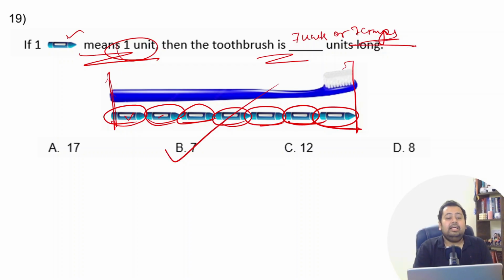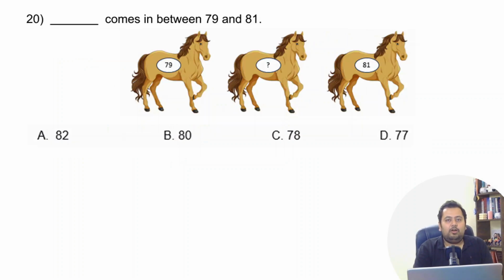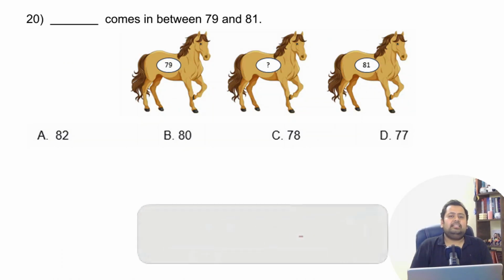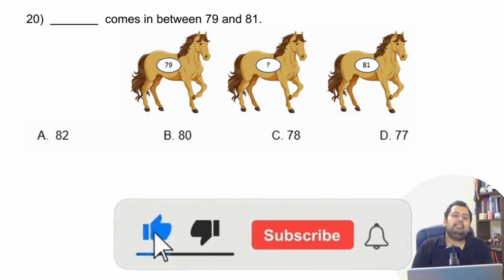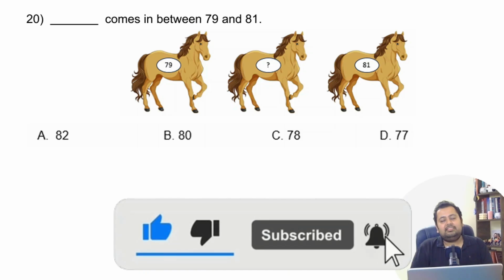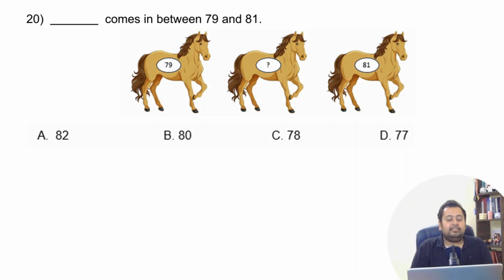Hope you got it correct. If you did, give yourself a star. And now we move to the last question of the mathematical reasoning section. And post that, it will be my favorite section, that is everyday mathematics.